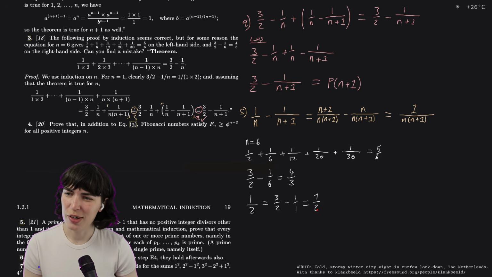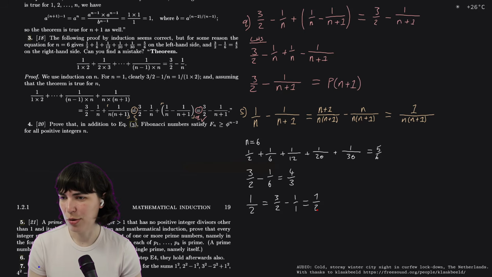Assuming that the theorem is true for n, if we try to put this in terms of induction, we want to assume that the theorem is true for n equals 1 through n. More specifically, it's true for n. And then we want to transform that into something that shows what n plus 1 is.